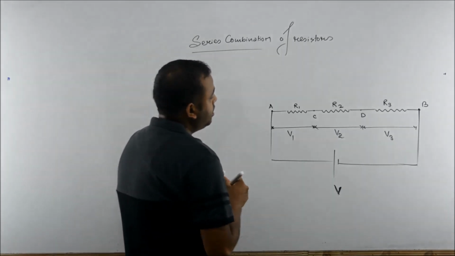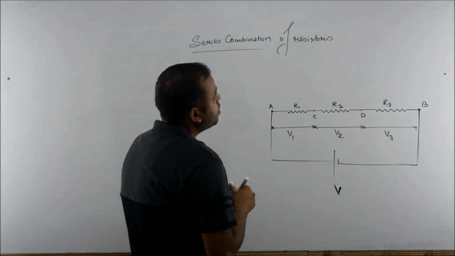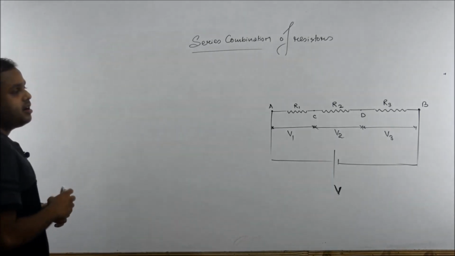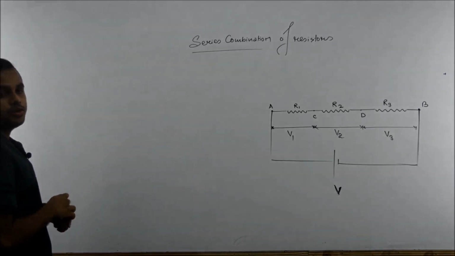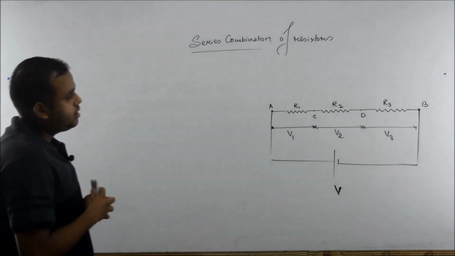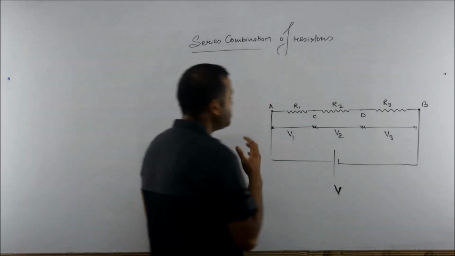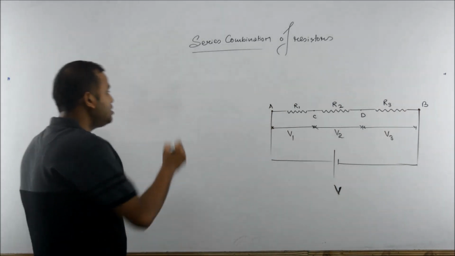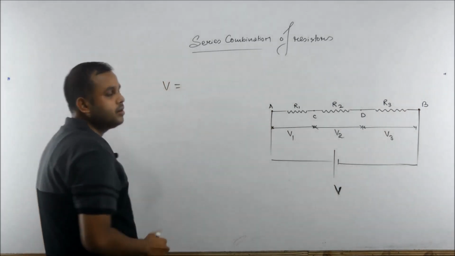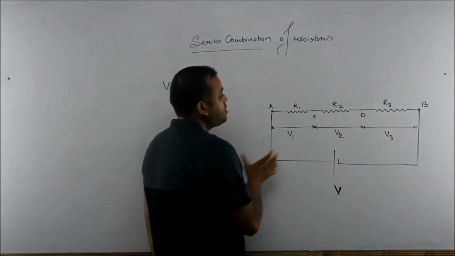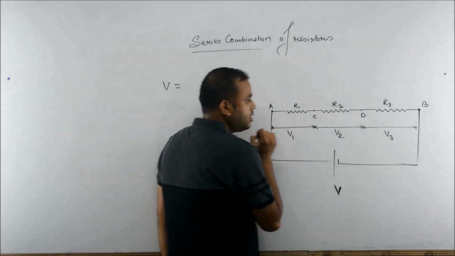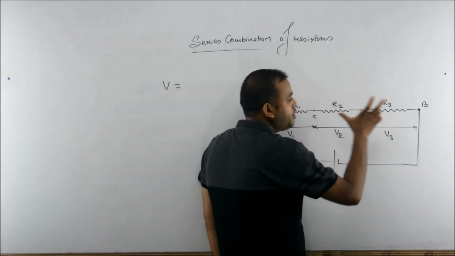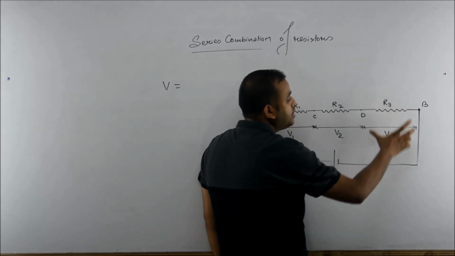Now, let's concentrate. For example, with the help of a voltmeter. Now, what is a voltmeter? We know that a voltmeter is a device which can measure potential difference between 2 points. With the help of a voltmeter, say we have measured potential difference between A and B. So it is V. Clear? Again, we have measured potential difference across A and C, say it is V1. We have measured potential difference across C and D. It is V2.